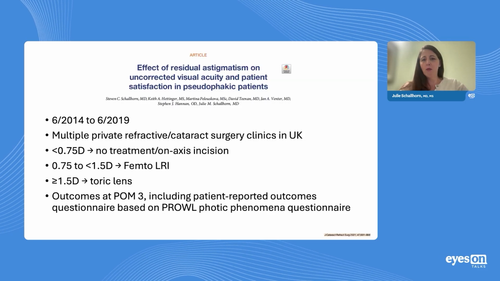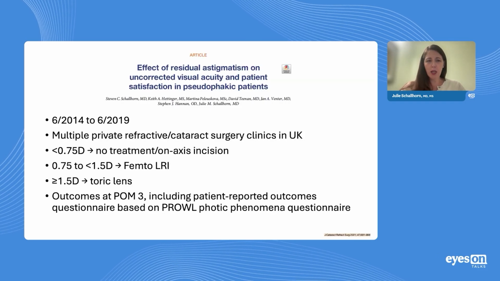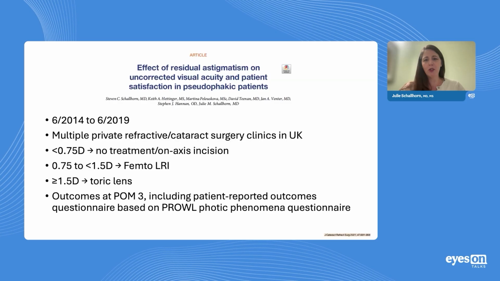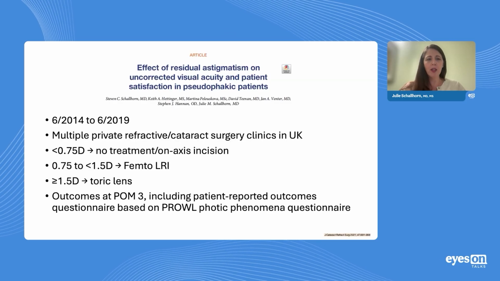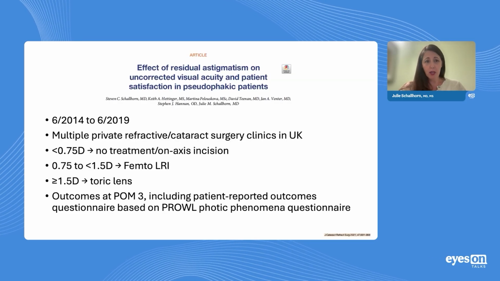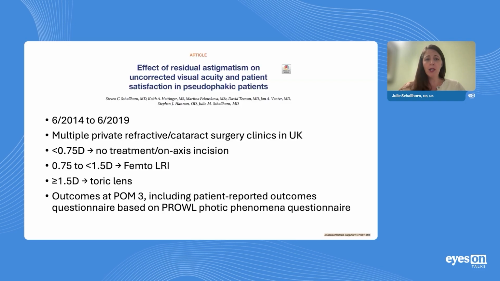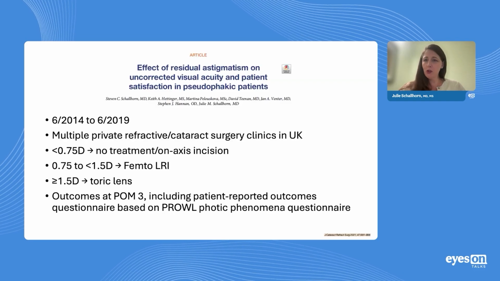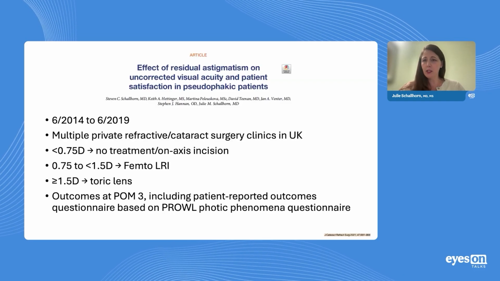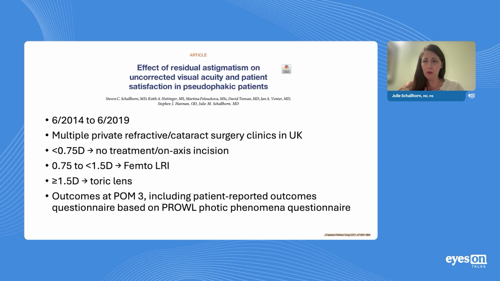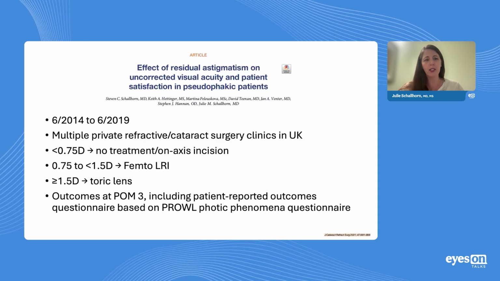This was done using a really large database of patients that are treated at multiple refractive surgery clinics in the United Kingdom. The treatment algorithm was this: patients that had less than 3/4 of a diopter of astigmatism didn't have any treatment for their astigmatism or had unaccessed incisions, which is what I do in my practice, what I have done in my practice.